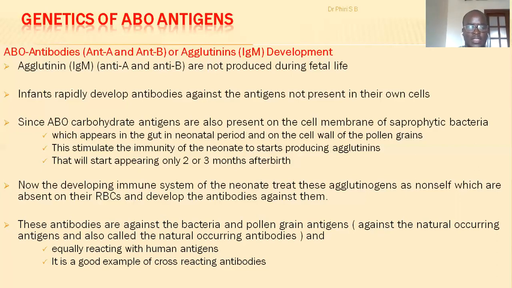So these antibodies equally react with human antigens. In as much as these antibodies are produced against the antigens found within the bacteria and the pollen, they can also react with a human antigen. It is a good example of cross-reacting antigens. Cross-reacting antigens are antigens that are meant to be produced against one organism, but can react with another organism. In this case, the ABO antibodies are produced against the bacteria and the pollen, but you'll find that they can also react with human antigens. So naturally, they can also react with the ABO antigens found within the red blood cells of another person. So this is how the antibodies develop.